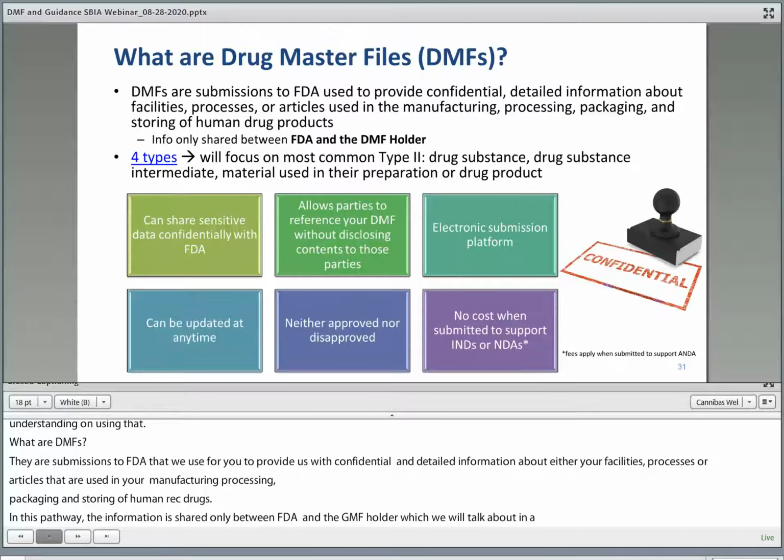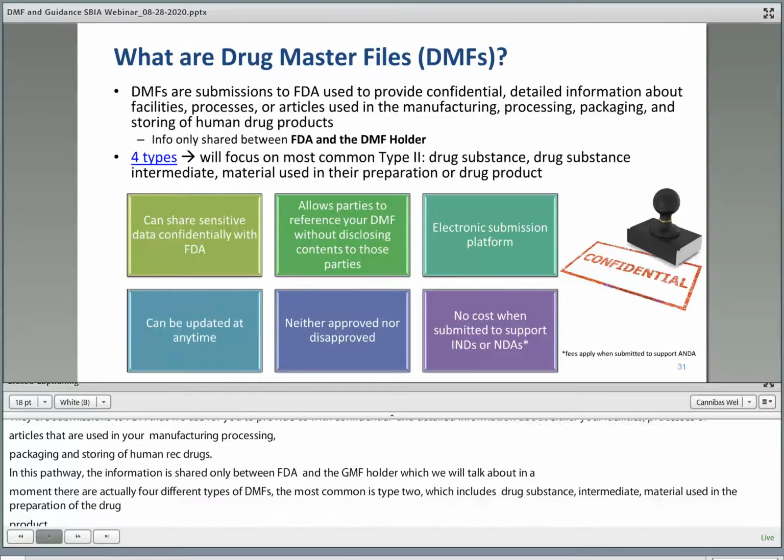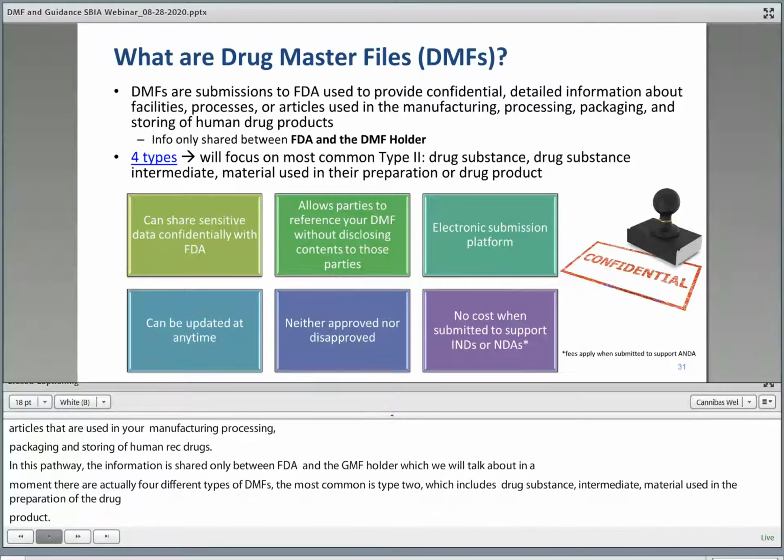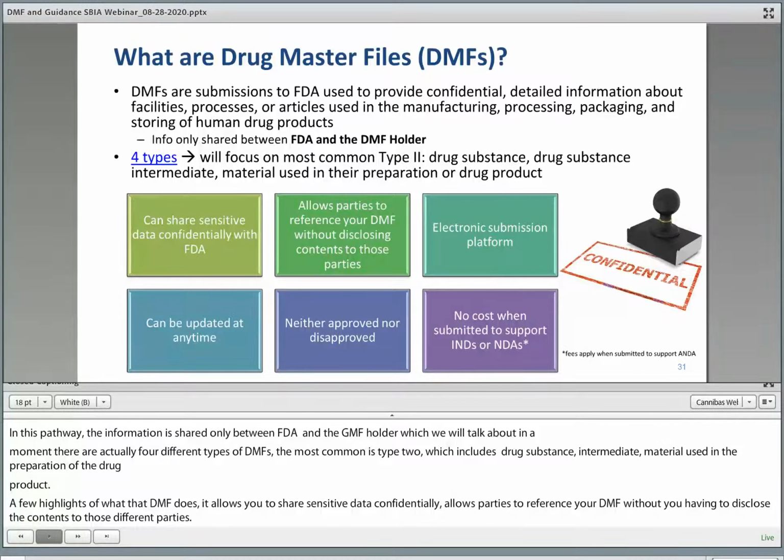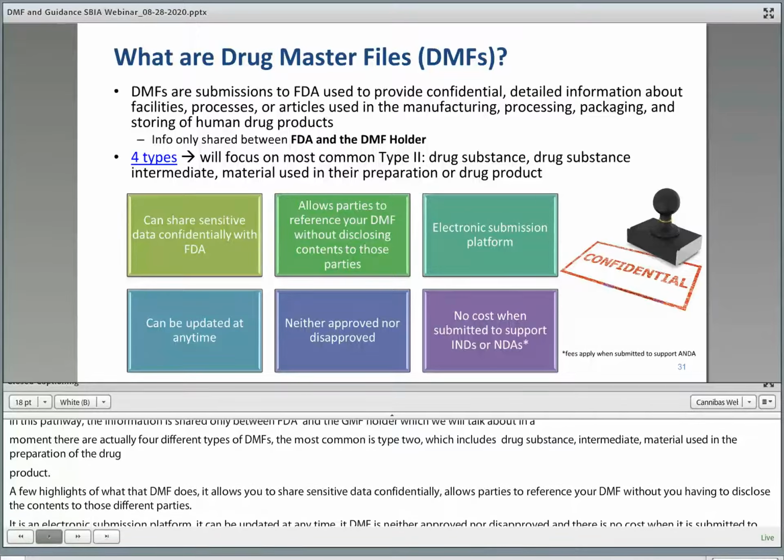Now, a few highlights of what the DMF does: allows you to share sensitive data confidentially with FDA, allows parties to reference your DMF without you having to disclose the contents to those different parties. It's an electronic submission platform. It can be updated at any time. A DMF is neither approved nor disapproved. And there's no cost when it's submitted to support an IND or an NDA. However, in compliance with our GDUFA regulations, there is a fee when it is submitted to support an ANDA or a generic drug application, which we're not talking about generics today, but it's important to know that there is that one distinction.